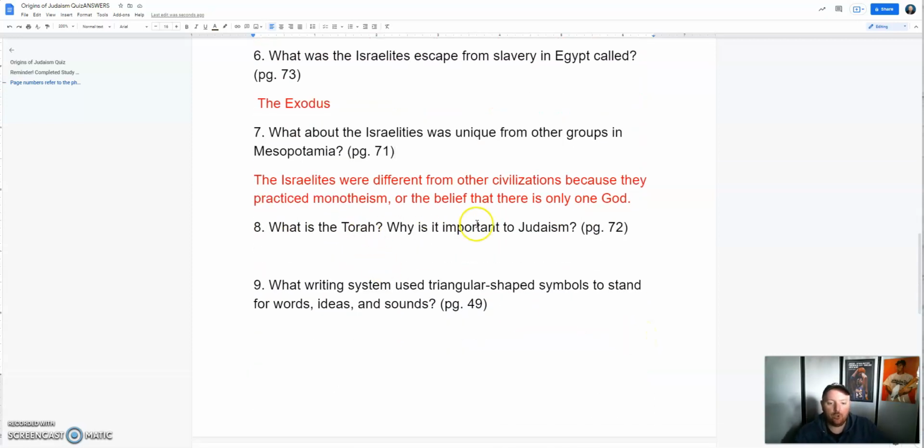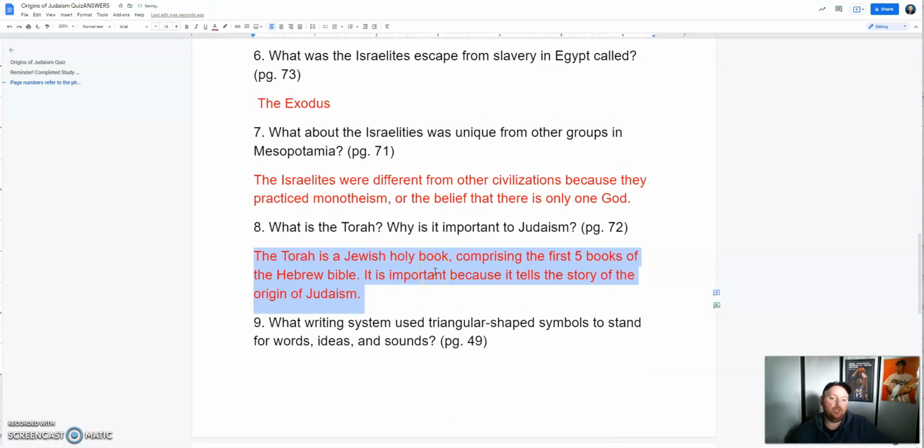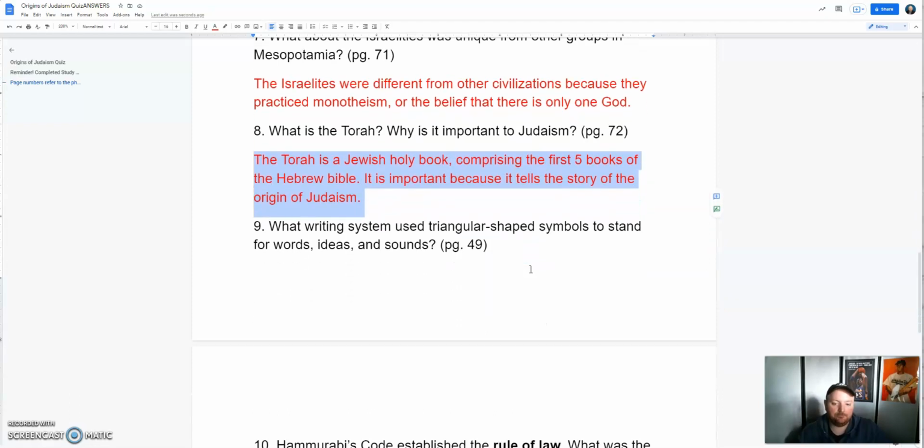Number 8, what is the Torah and why is it important to Judaism? So the Torah is a holy book, it's the Jewish holy book, and it comprises the first 5 books of the Hebrew Bible. And it is important because it tells the origin story of Judaism. That's what it does. So the Torah is just the history and the origin story of the Jewish people and the Israelites. And that is why it's important, because it tells their history.